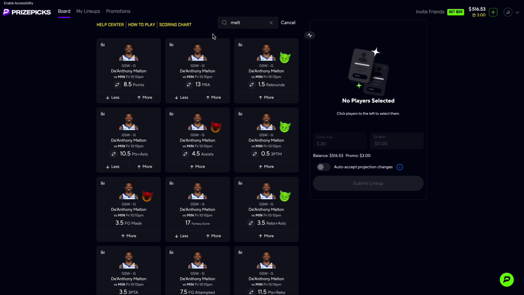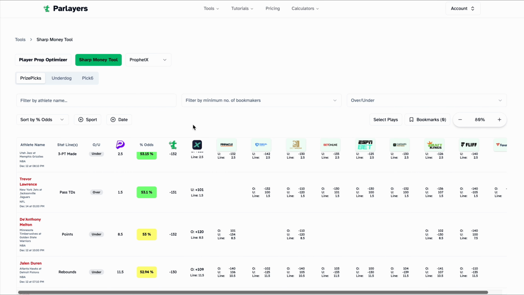What I think I'm going to do is slide over to Melton's points here and go under 8.5. It's still a plus 120 over underdog on Prizepicks. So the sharp bettors that are offering this line obviously want to place heavy amounts of money on his under, which is the favorite direction. Yellow play, just borderline yellow at 53%, minus 132 across the market. You see here he's actually offered at 7.5 on flips.